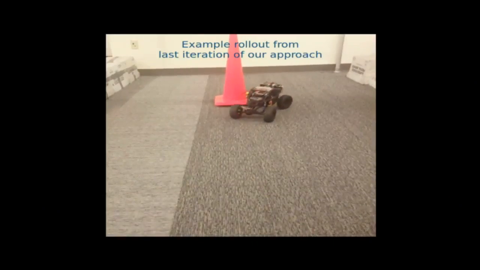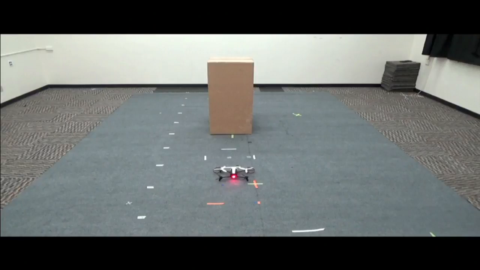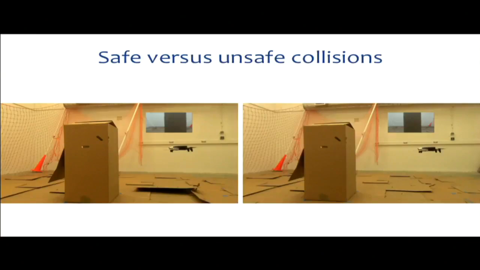And so this is a rollout of the final policy. And you can see it kind of cuts the corner, but it's able to avoid collision. The second experimental domain was using a quadrotor that was trying to fly around an obstacle. And so in this setting, safety is more important than the car because the quadrotor is less fragile.